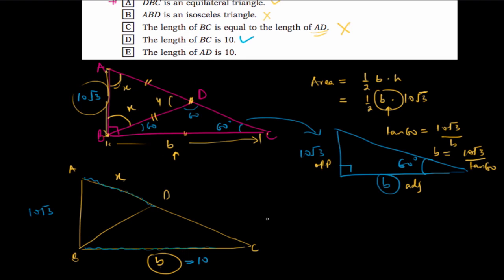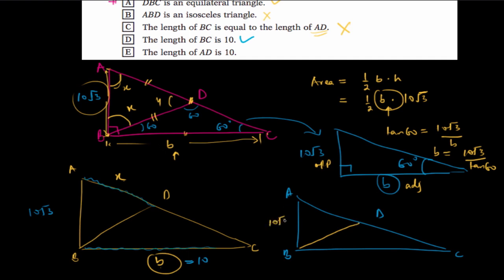And the last one says the length of AD is 10. The length of AD. Now this is a different one now. You're given a triangle. So we're using the same triangle. You have A, you have B, you have C, and then you have D. And then we know here to be 10 root of 3. And then we are told that the length of AD is 10. So if the length of AD is 10, and we know here to be 90 degrees, so the length of from here to here is 10.